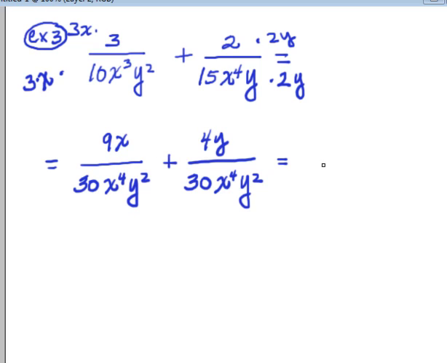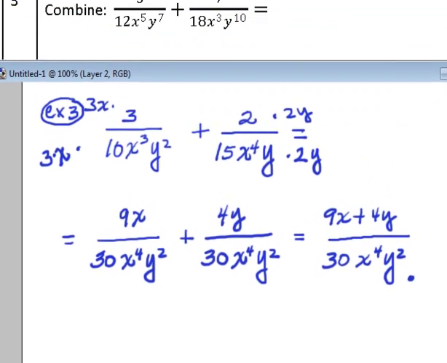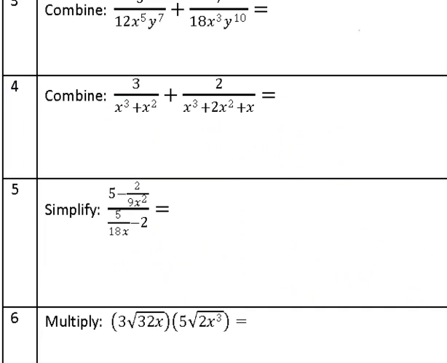Now we have a common denominator, so just put 9x plus 4y over the common denominator, 30x to the fourth y squared. So now you're ready to do exercise 3. Let me just scroll that down a little bit.